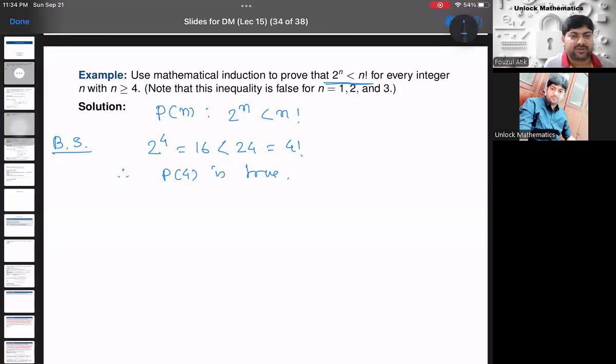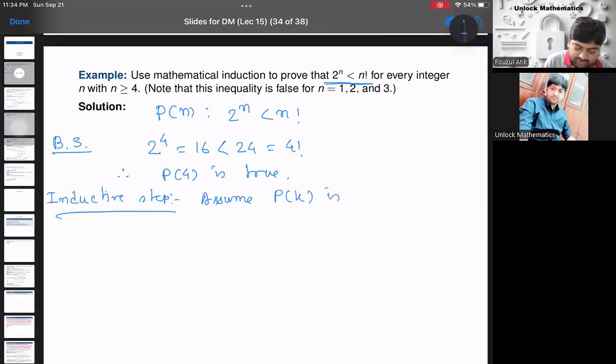Because you are going to use the principle of mathematical induction, you have to prove the inductive step. So, what is the inductive step? You assume that Pk is true. But what is this k? Because your base case is 4, k should be greater than or equal to 4, for some k greater than or equal to 4. So you assume that Pk is true.